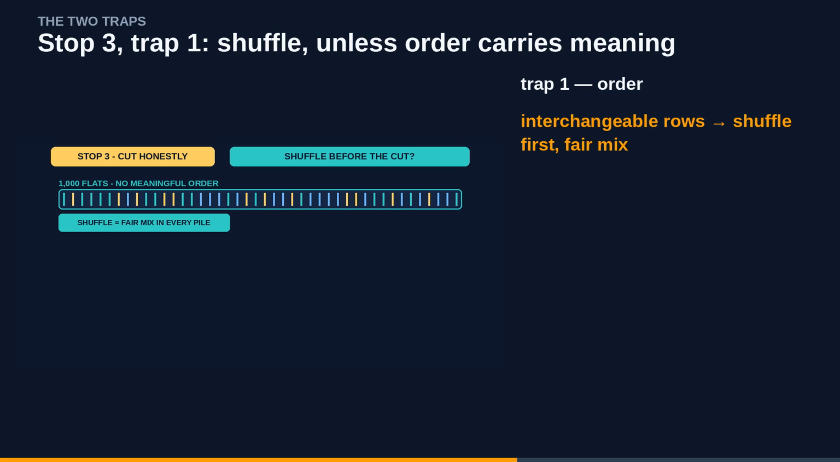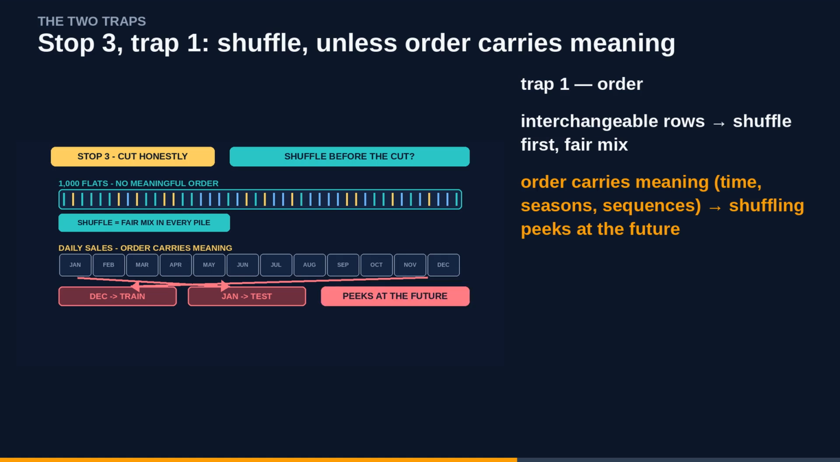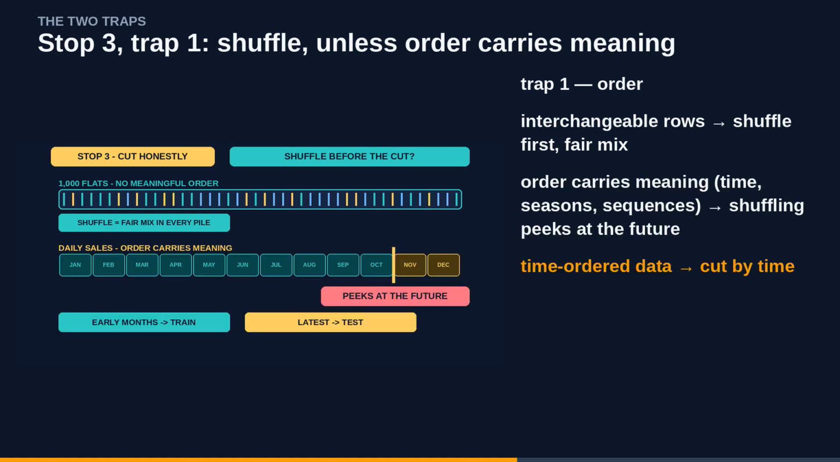But when the order of rows carries meaning, daily sales with timestamps, seasons, one customer's transactions in sequence, a random shuffle cheats. Shuffle those sales rows, and the model trains on December while being tested on January. It has effectively peeked at the future. For time-ordered data, cut by time instead, so the test pile is exactly the future the model will face in real use.